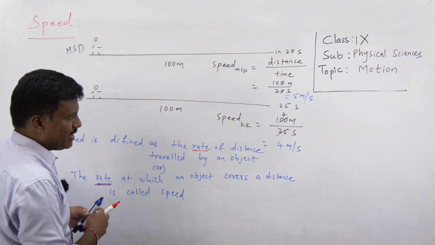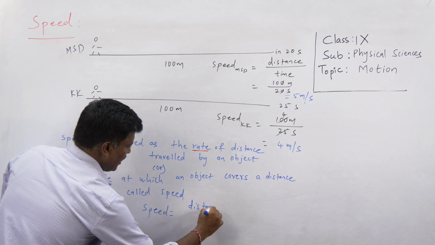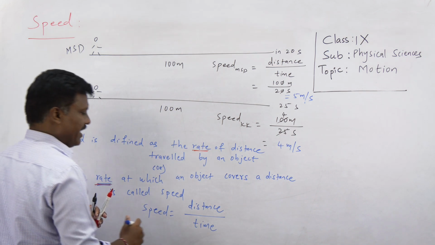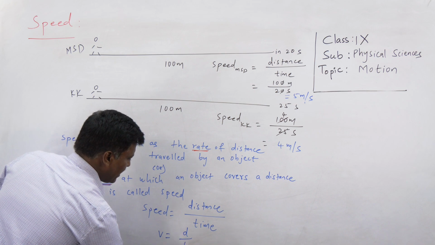So what is the mathematical formula? Speed is equal to distance by time. This is the formula of speed. Speed is generally denoted by V, distance is denoted by D, and time is denoted by T.